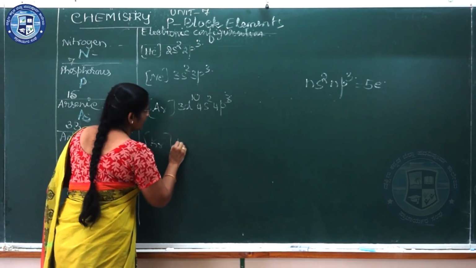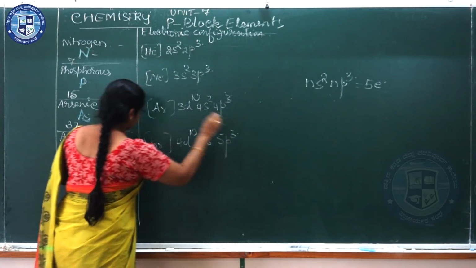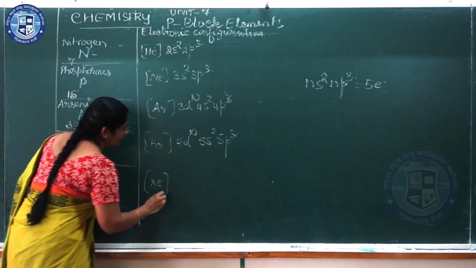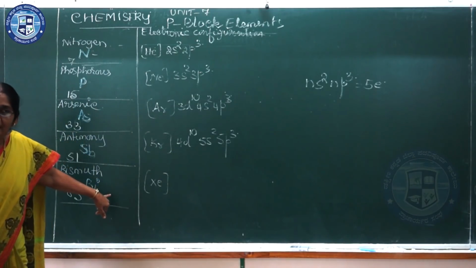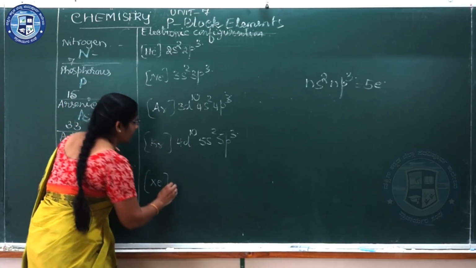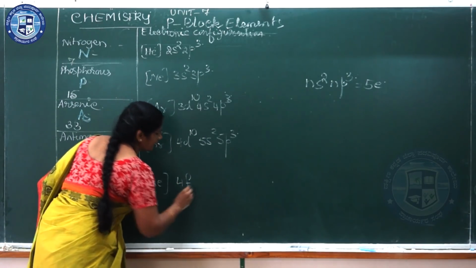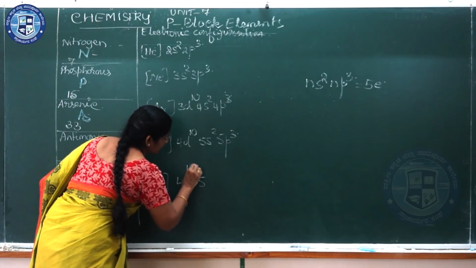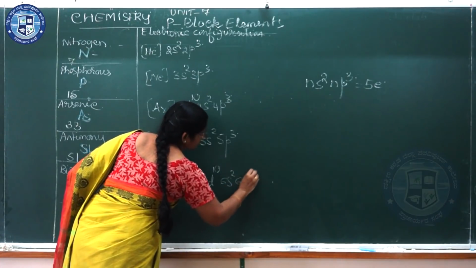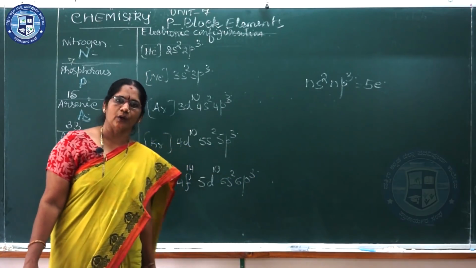Next, in this also, 4d10 5s2 5p3. And in the last one, in the case of bismuth, after xenon we have, in the sixth shell, also the f orbital, so we have to take 4f14 5d10 6s2 6p3. So you all know all these from Pauli's principle, how to build up the electronic configuration you have studied last year.